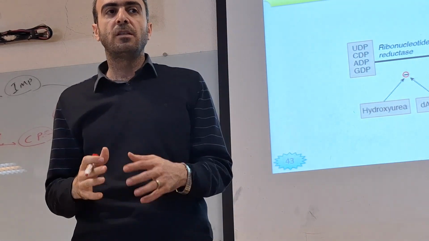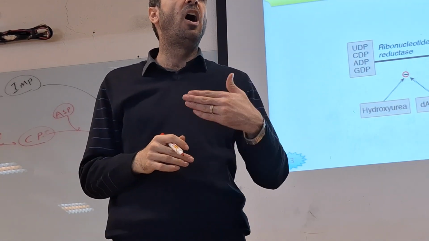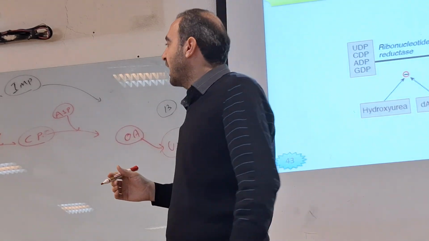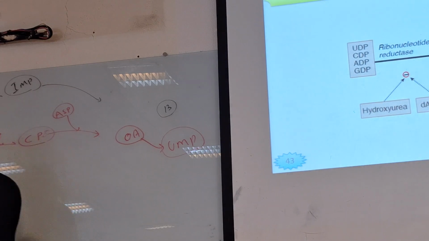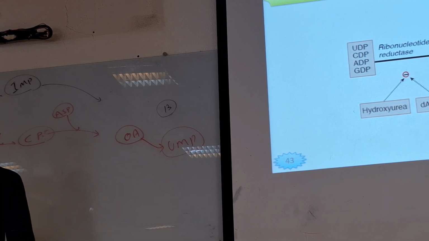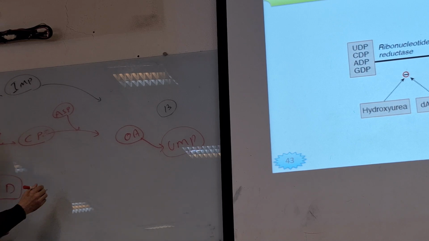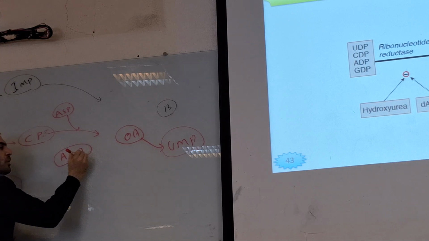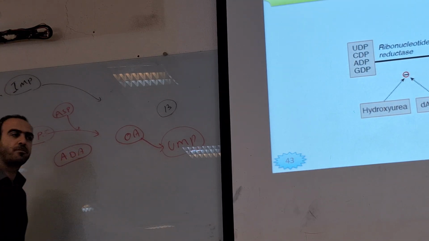Especially for those cells which have a high turnover, like immune cells. So we have one disease known as severe combined immunodeficiency disease. SCID, severe combined immunodeficiency disease, is due to the dysfunction of adenosine deaminase. What was the function of adenosine deaminase?